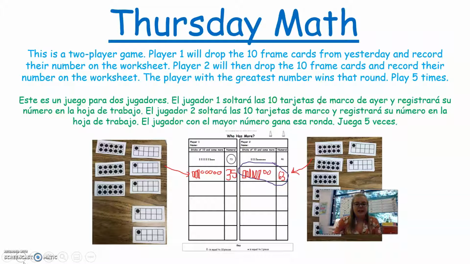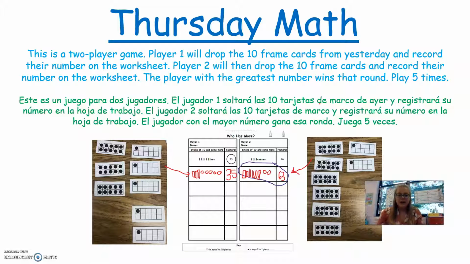Today's math activity is kind of like yesterday's. So you need to make sure you still have your cut out tens frame cards. If you can't find them, you can make some more. Remember, you cut them in half and glue them so that you have 1 on one side and a 10 on the other side. It's a 2-player game today, so you need to find someone around you that can play this game with you. Player 1's going to go first and drop the cards. They're going to record their number on the worksheet the same way we did yesterday.